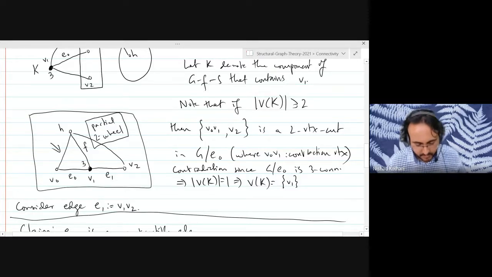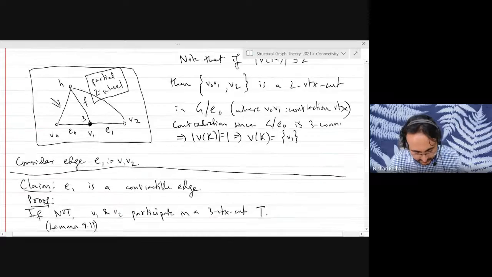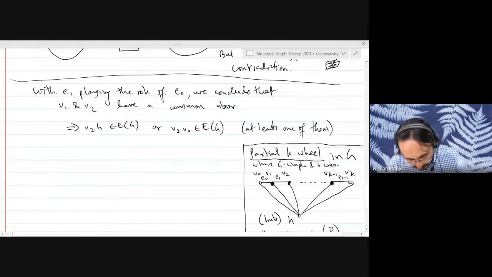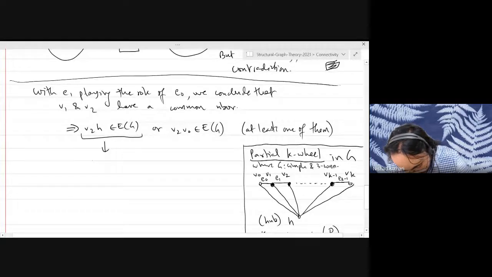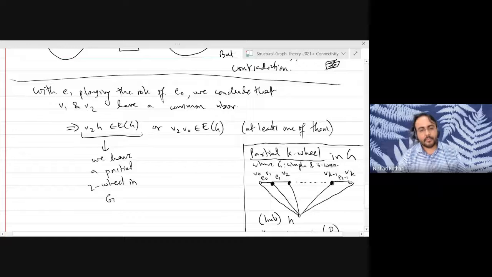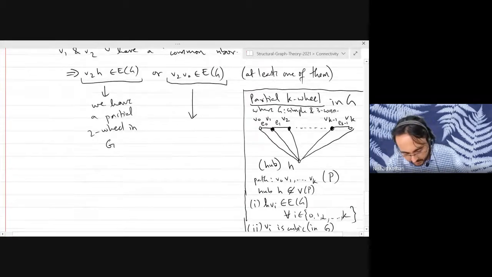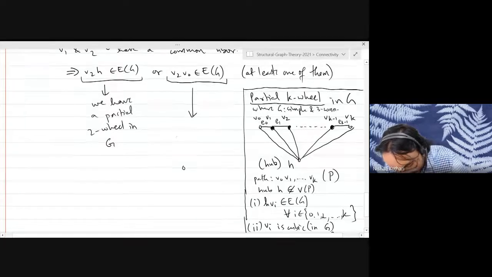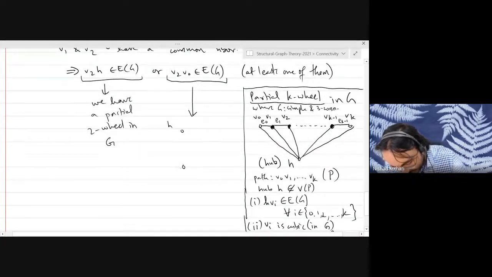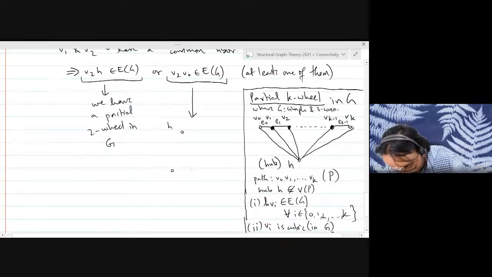Okay, good. Now let's go to the second case. The second case was when, so if this is an edge of the graph, then we have a partial two wheel in the graph G. Okay. Now I want to look at this case. I'm going to draw it here again. So we have the vertex H here. We have the edge V0, V1, which we started with. This is our edge E0. These two are neighbors, right, of H.